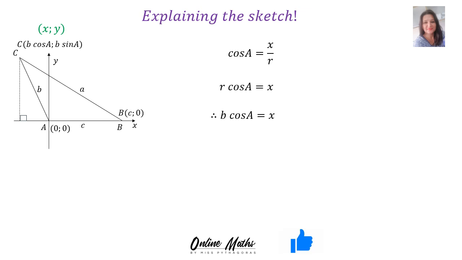Then for the y coordinate, sin A is y over r. When you make y the subject of the formula, you end with r sin A = y. r is the hypotenuse, therefore b sin A = y. That's the y coordinate.